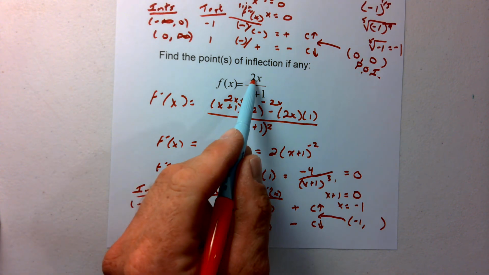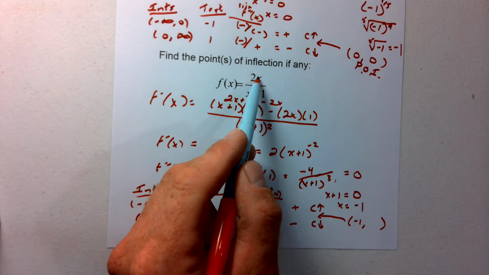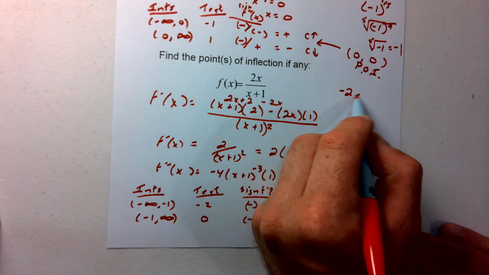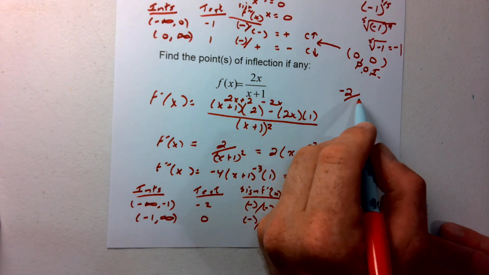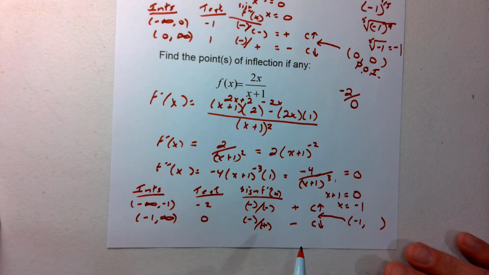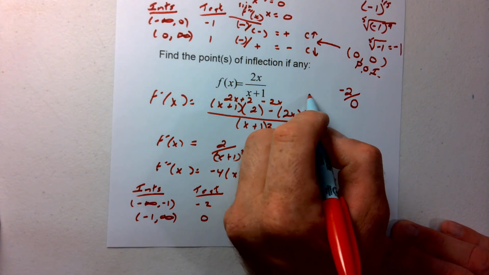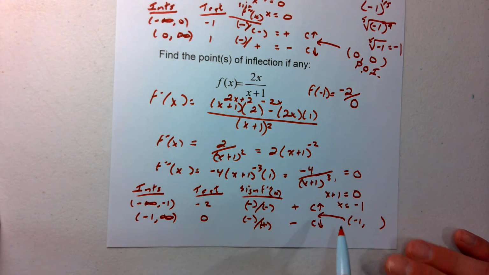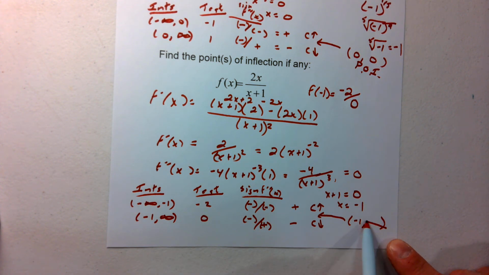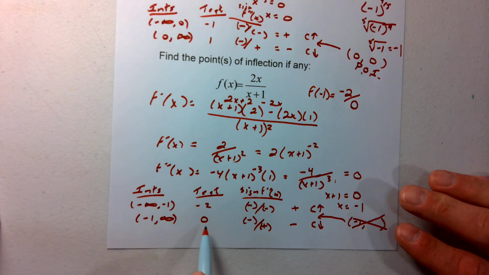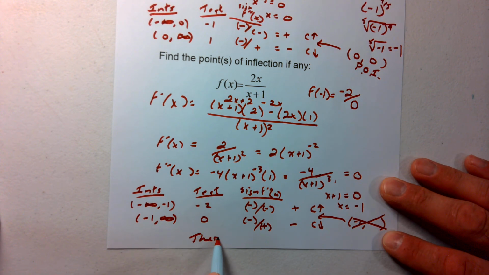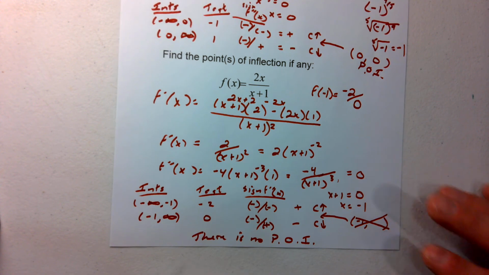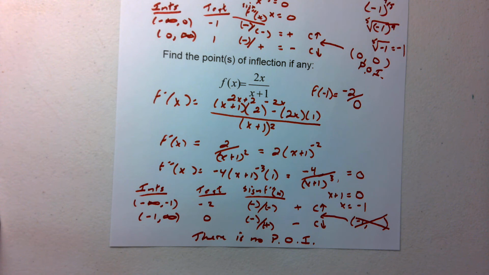If I plug in -1, 2 times -1 gives me -2 over -1 plus 1. Uh-oh, that's 0. -2 is not divisible by 0, is it? So we know that f of -1 does not exist. So this point of inflection does not exist. So for this problem, there is no point of inflection.